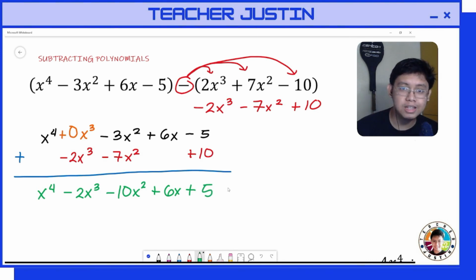The difference between these two polynomials is x raised to 4 minus 2x cubed minus 10x squared plus 6x plus 5. And that will be our final answer. Ta-da! Alright. And that is it.